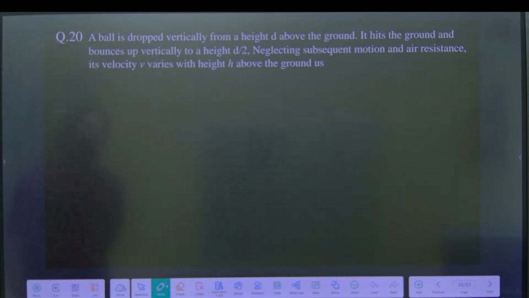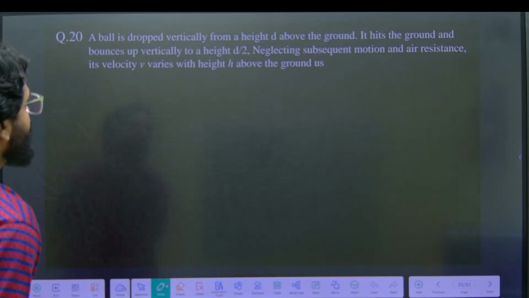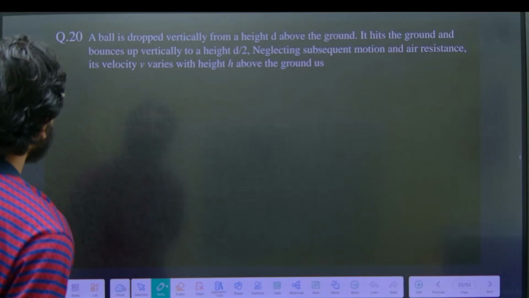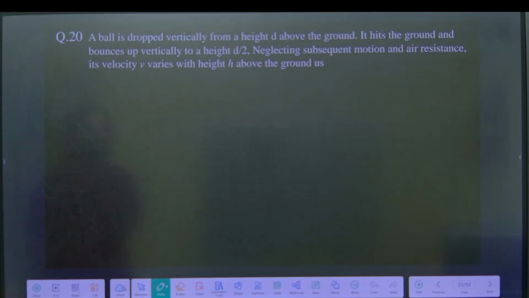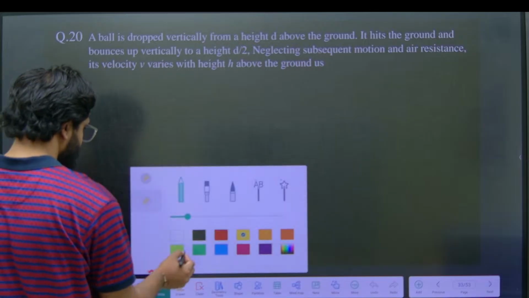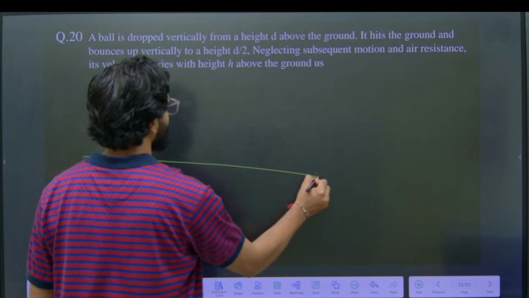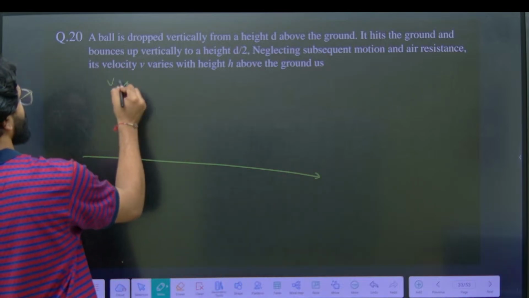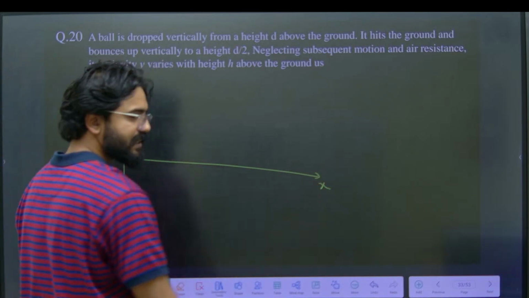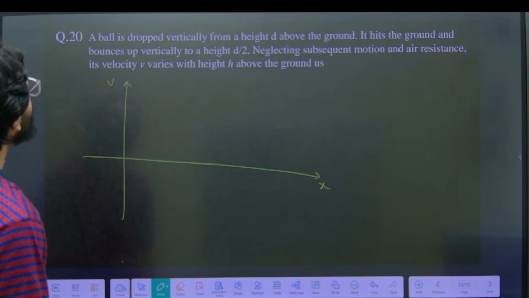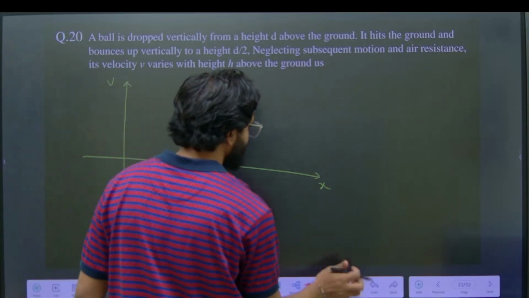A ball is dropped vertically from a height d above the ground. It hits the ground and bounces vertically up to the height d by 2, neglecting subsequent motion and air resistance. Draw v versus h above the ground. We have to draw v versus h.